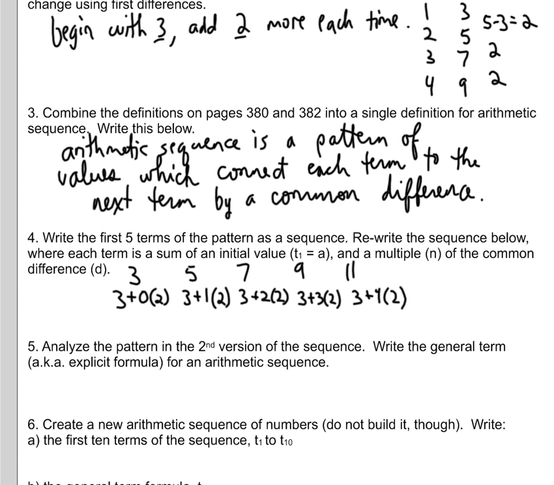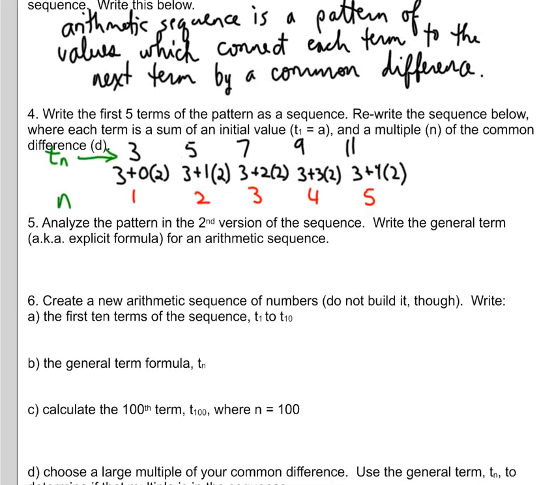Let's also focus in on the term number. So the term number here is 1, 2, 3, 4, 5. So what do we have? These values are our term values, and the ones below it are our term number. So the next step in this process is to analyze the pattern in the second version of the sequence, which would be this one here.